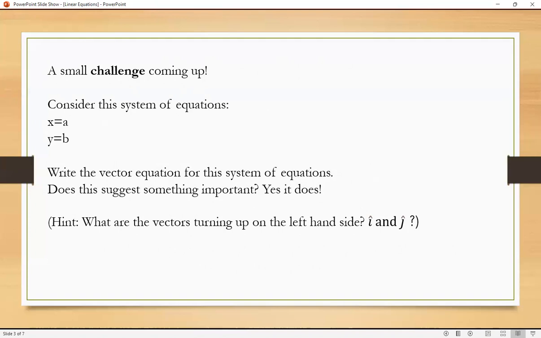Moreover, this suggests something very important in vectors itself. So I've given you a hint that the vectors turning up on the left-hand side hold the key to this problem. Are they the basis vectors of the 2D plane, which are i hat and j hat? You could check that out. And of course, you can let me know the solution in the comments.